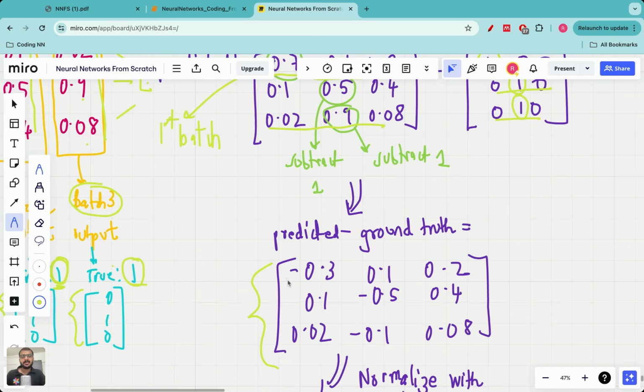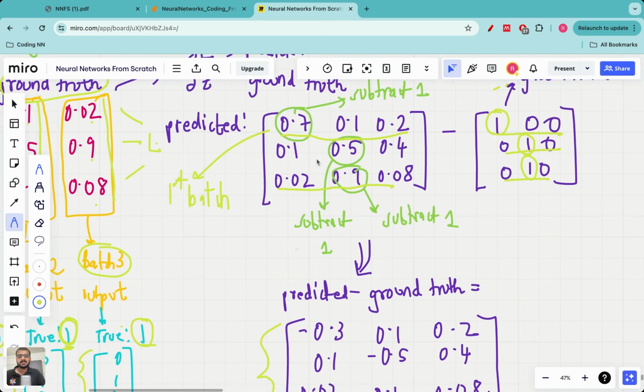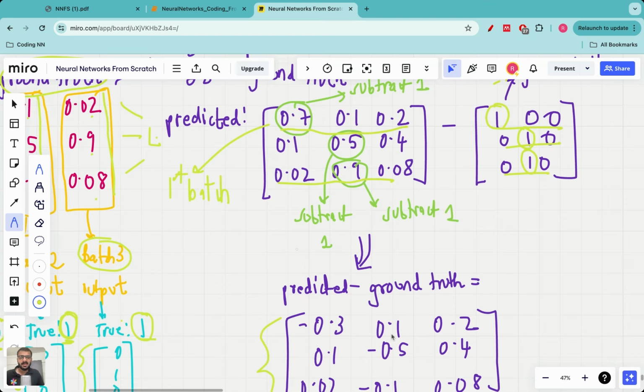One easy way to look at the subtraction is that you look at the predicted matrix, and for the first row you look at which class is correct. So the first class is correct, right? So you just subtract the first element by 1. So the answer for the first row is minus 0.3, and the other two elements remain the same. For the second row, which is the second batch of the input data, the correct answer is the second class, right? Which is the second index. So you just subtract the second index of the second batch by 1. Both other indices actually remain the same.